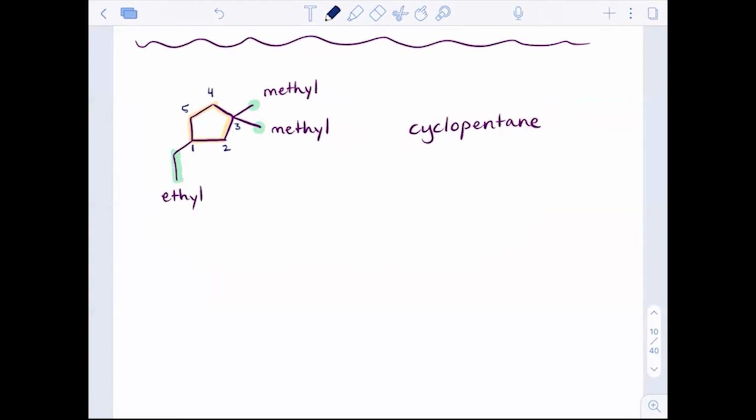But here with this numbering system, starting with the ethyl, I'd have a 1 for the ethyl and a 3, 3 for my methyls. 1, 3, and 3 is not as good as a 1, 2, 3, 4, 5. This numbering system would say 1 methyl, 1 methyl, 3 ethyl. See how we're giving more ones? A 1, 1, 3 is better than the 1, 3, 3. Yeah?